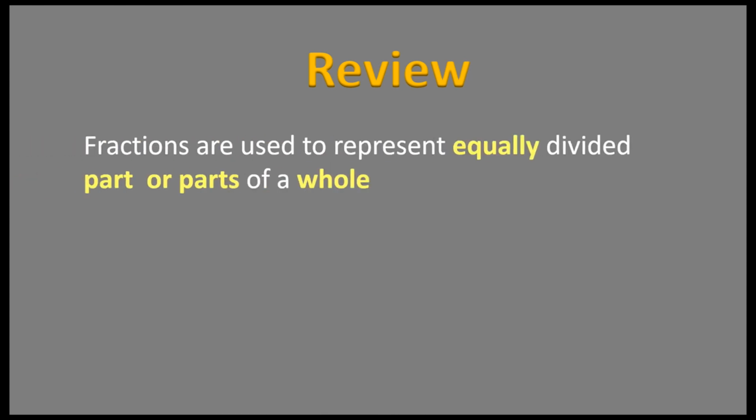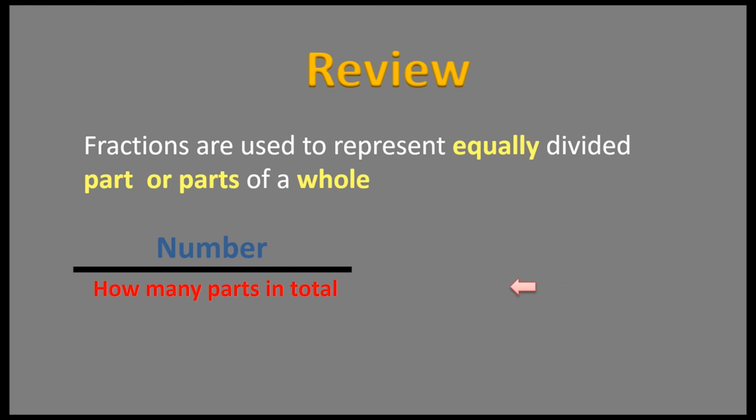Now we have finished most of this lesson. Let's review what we learned today. We learned about fractions. Fractions are used to represent equally divided parts of a whole. It can be written as a line in the middle and 2 numbers, the bottom number and the top number. The bottom number is called the denominator. It tells us how many parts in total. And the top number is called the numerator. It tells us how many parts we have.